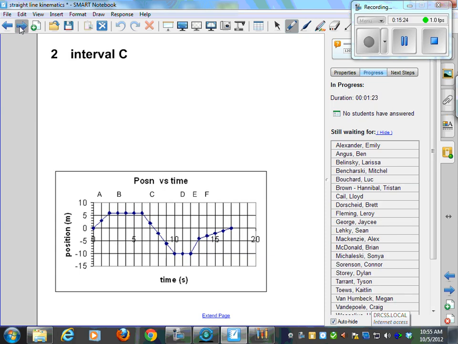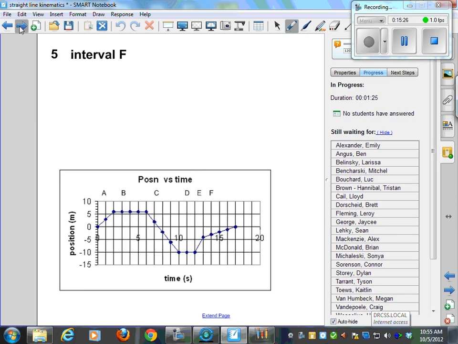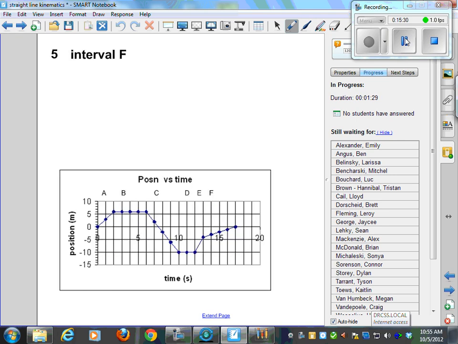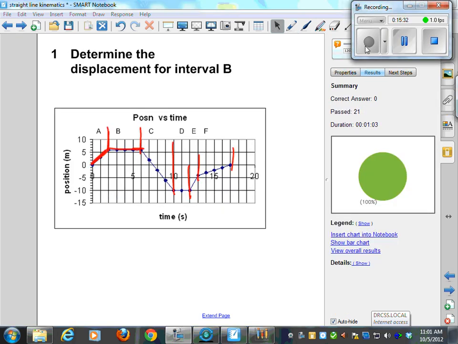Okay, so you got to go all the way to interval F, and then there's number 11. So do the first 5. Alrighty. Yay, everybody got number 1 right.